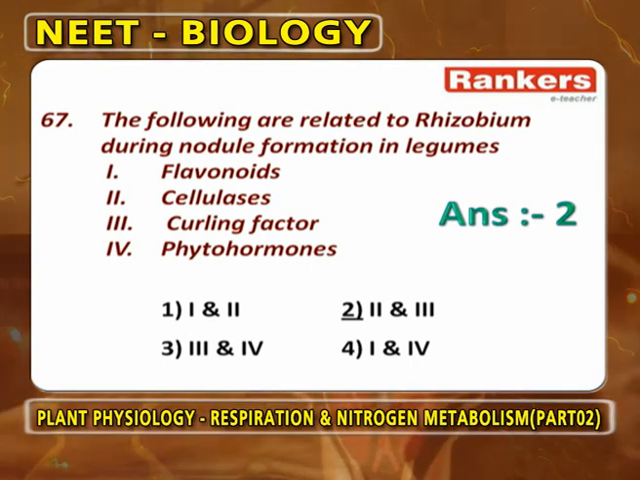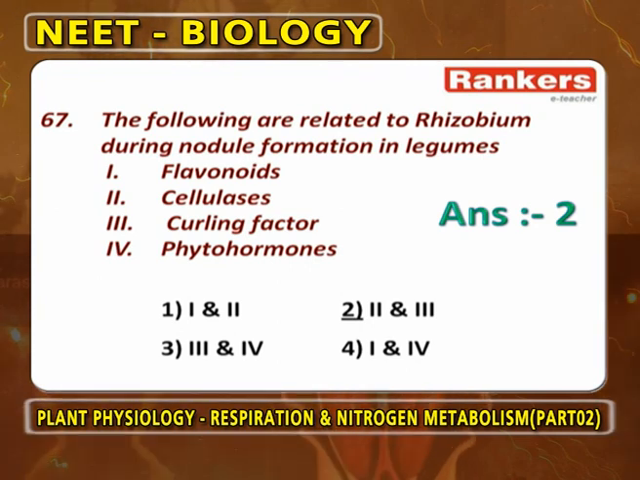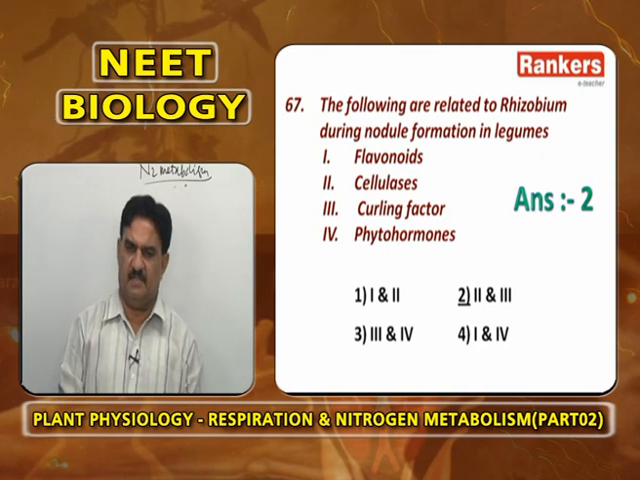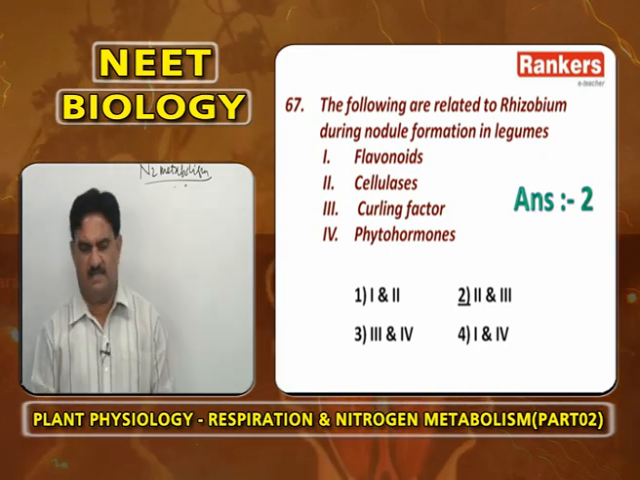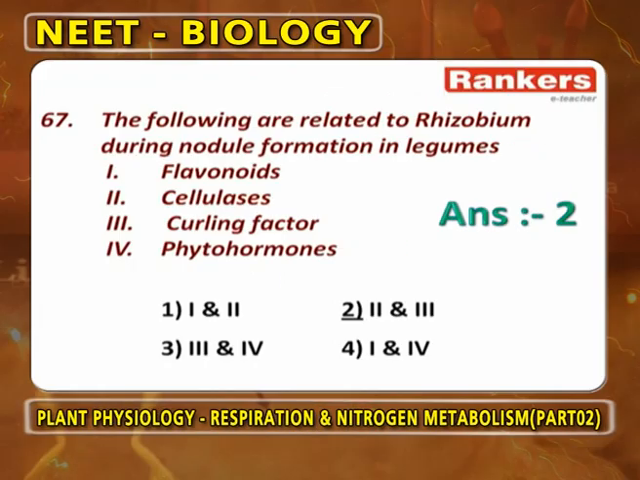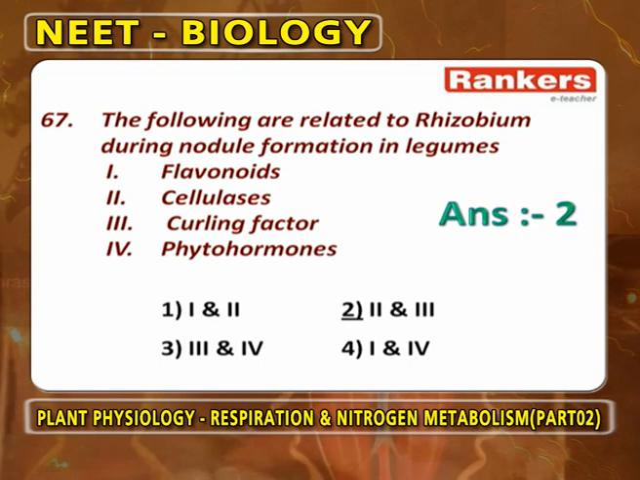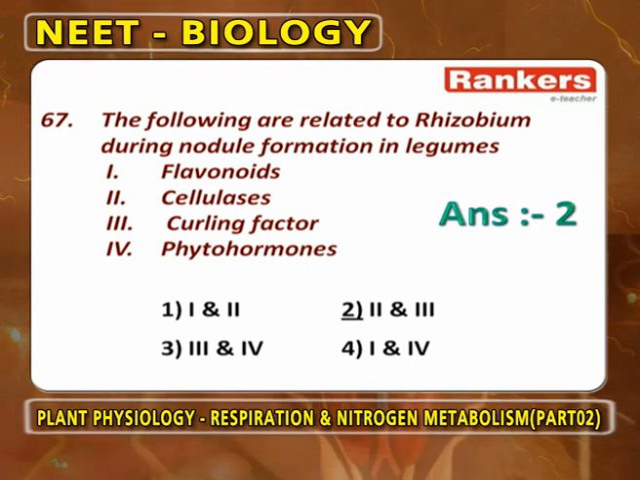What is the difference between bacteria and bacterioids? Bacteria is rod shaped, present in the soil without functional nitrogenase. Bacterioids are circular, present in the cortical cells, and they have functional nitrogenase. So the following are related to rhizobium during nodule formation in legumes: flavonoids, cellulases, curling factor, phytohormones. Only rhizobium near the root hair, so cellulases and curling factor, 2 and 3.